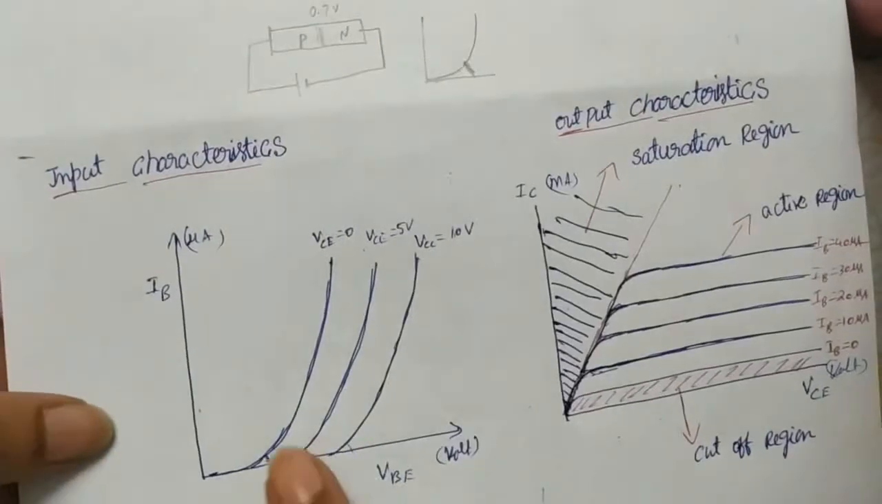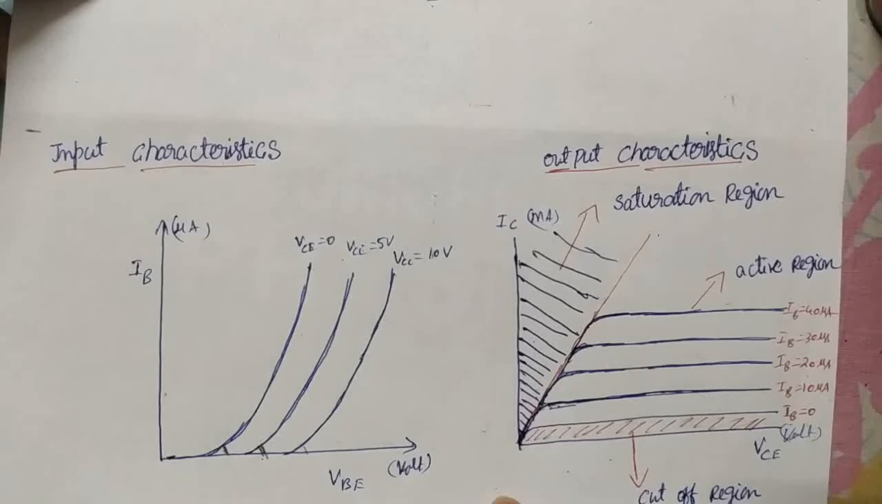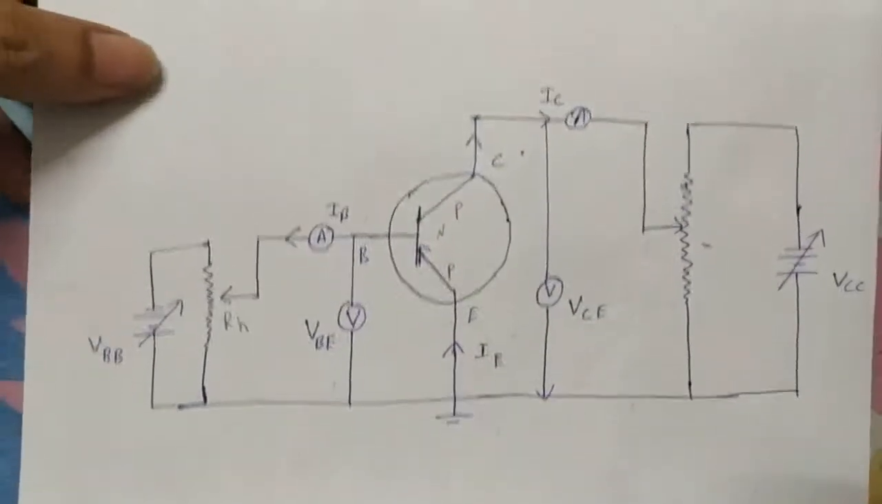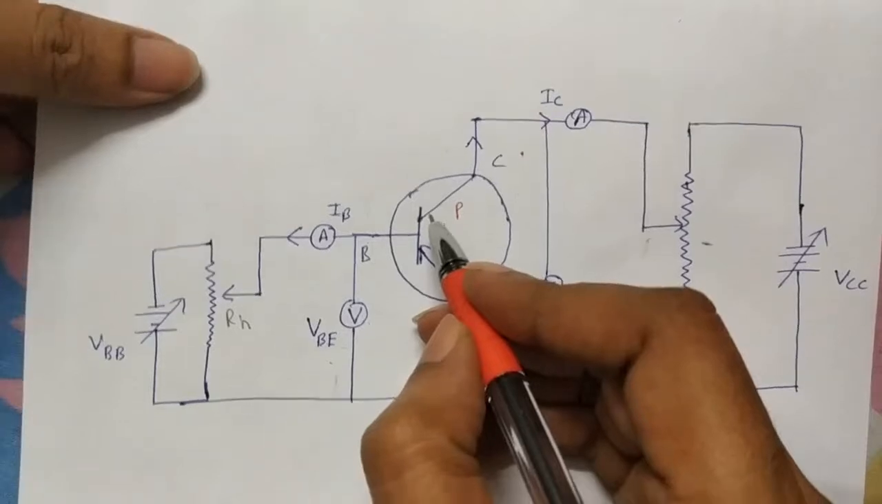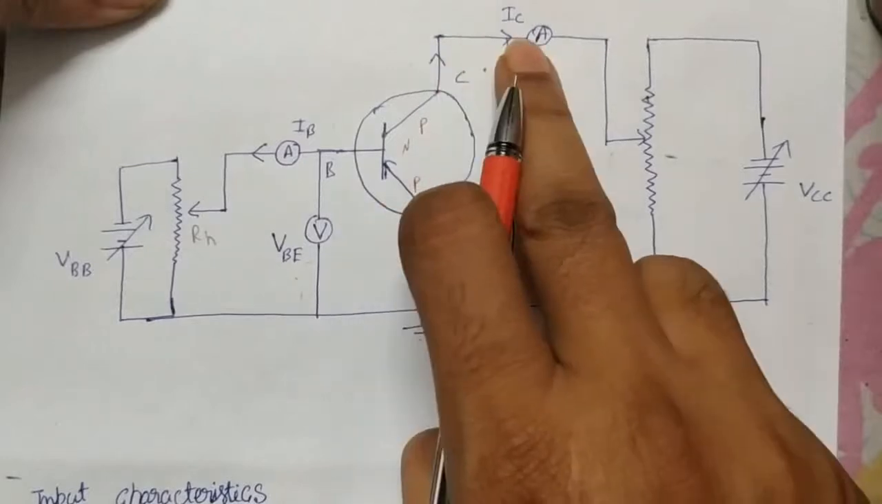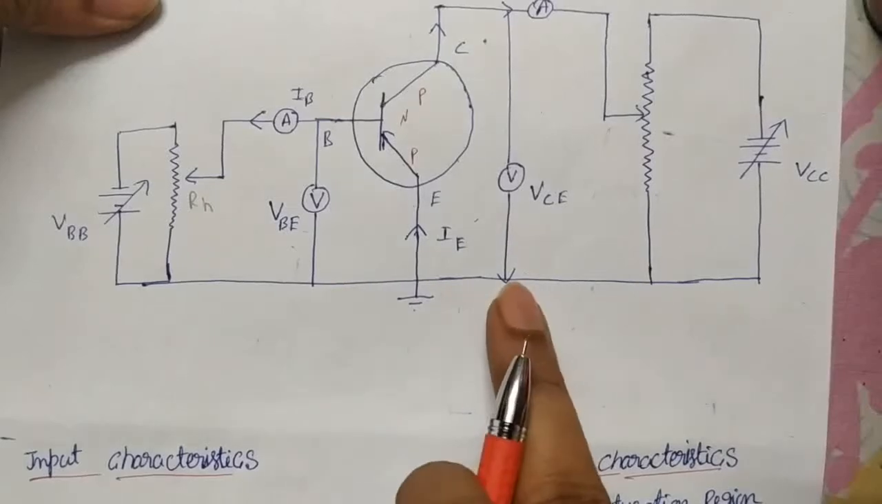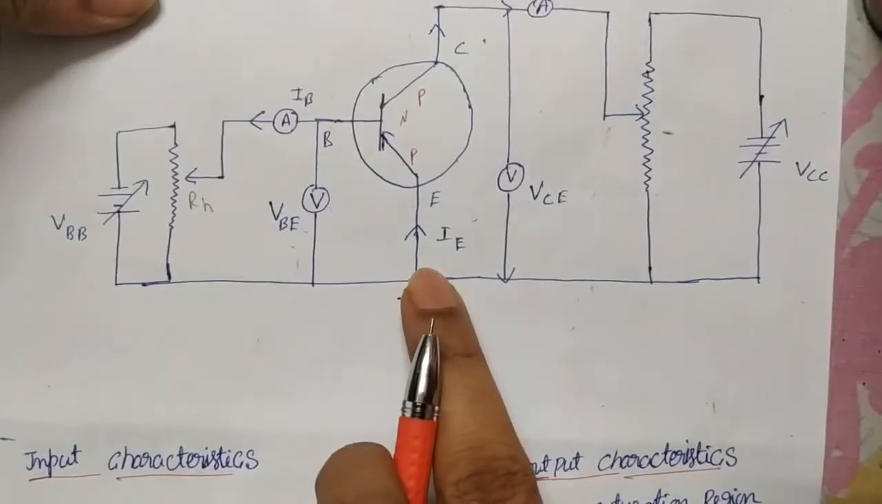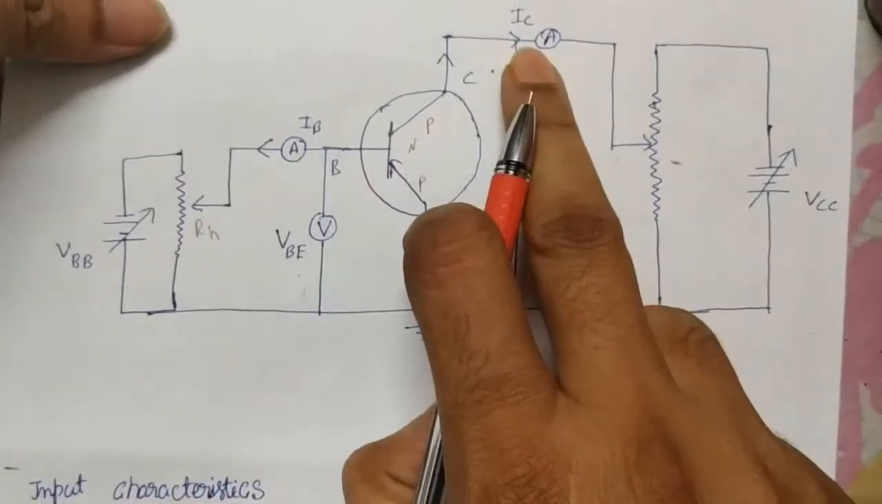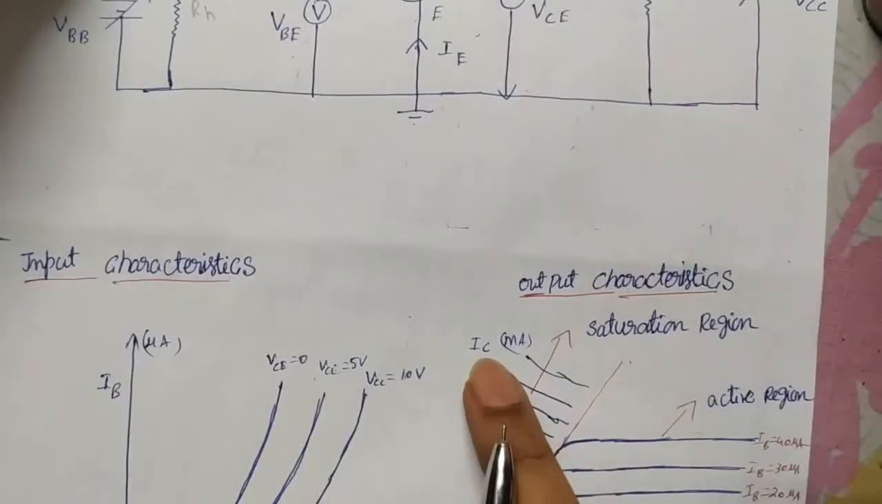These are the input characteristics of a transistor. Now let's see the output characteristics of a transistor. In the transistor here, output characteristics means the voltage VCE is the output voltage, and the current IC is the output current. Of course, emitter current is also there, but it is common to both sides. That's why we can't call it output current or input current. Base current is input and collector current is output current, and the voltage VCE is output. We are drawing a graph between VCE and current IC.